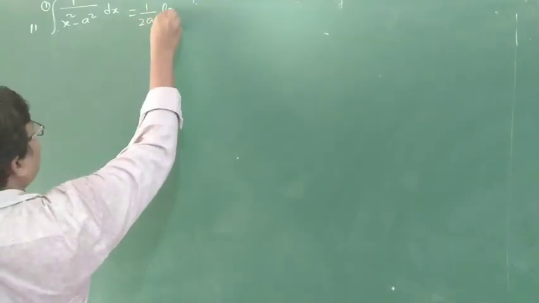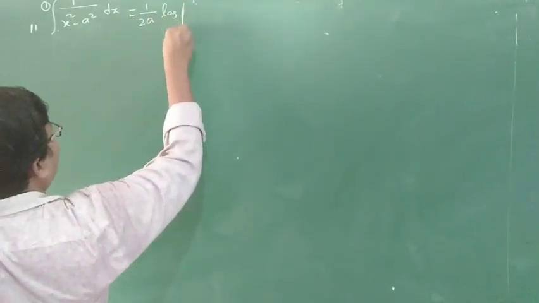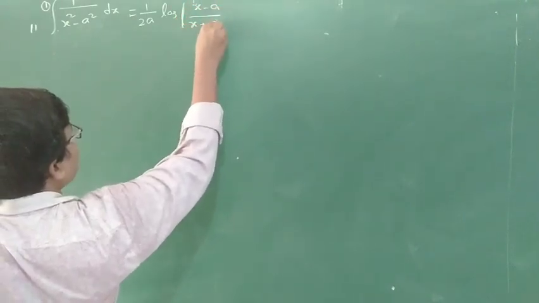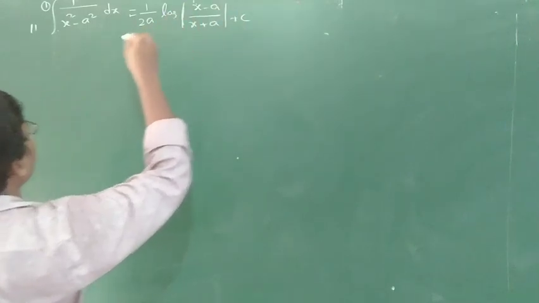Integral 1 by x square minus a square dx is equal to 1 by 2a into log mod x minus a by x plus a plus c.